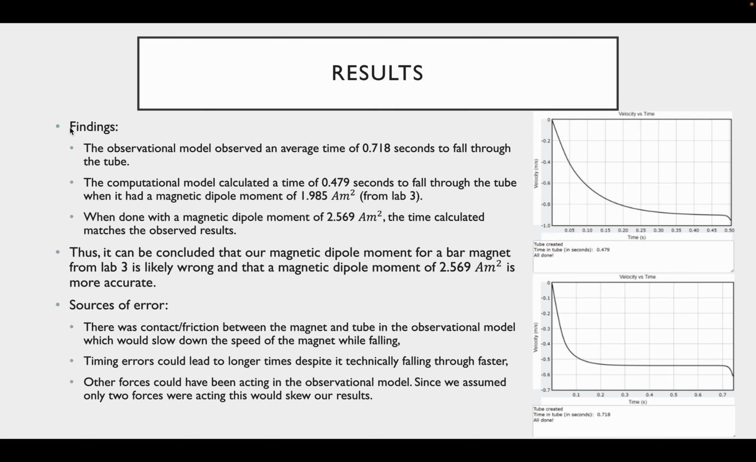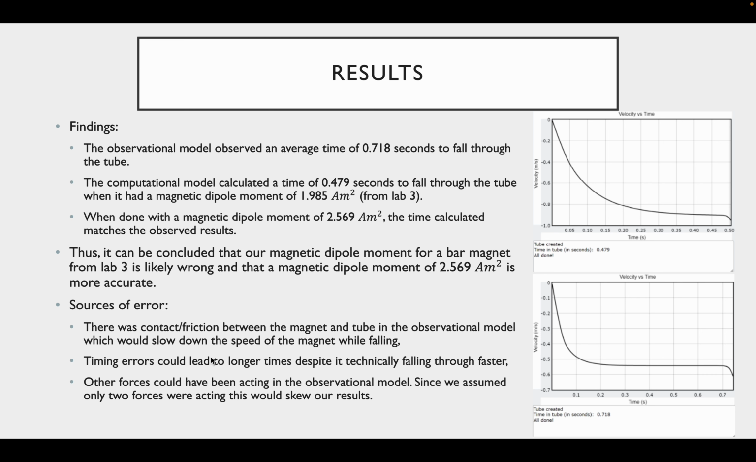So in terms of the findings, as I stated before, the observed model got an average time of 0.718 seconds, while the computational model was 0.479 seconds when it had a magnetic dipole moment of 1.985 ampere meters squared. This can be seen over here, as well as the velocity versus time graph for this run. I wanted these to equal the same, and I wanted to see how much of a difference in the dipole moment it would take. So when it was done with the dipole moment of 2.569 ampere meters squared, which can be seen down here, we got the same results as our observed model. Thus, it can be concluded that our magnetic dipole moment for a bar magnet from lab 3 was likely wrong, and that this new one was probably more accurate.